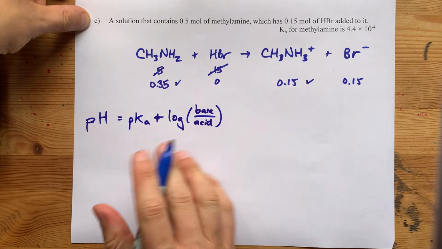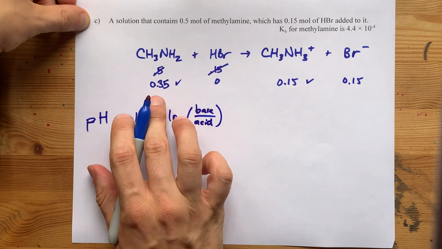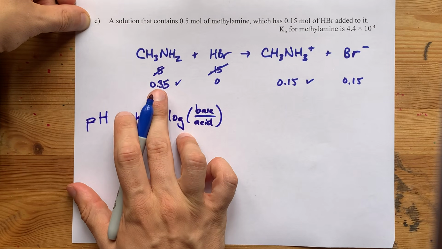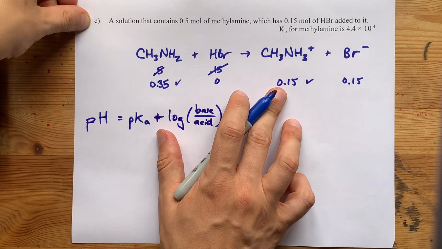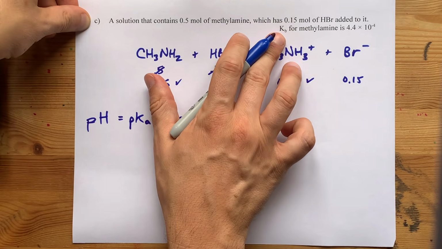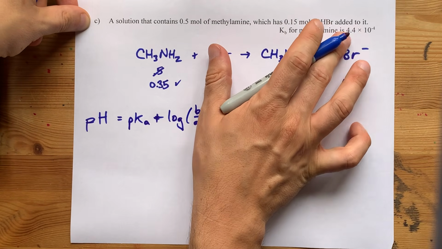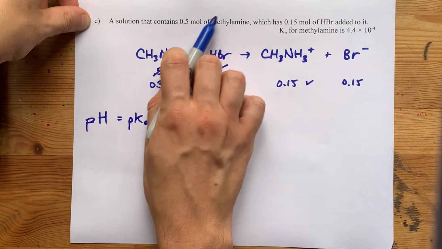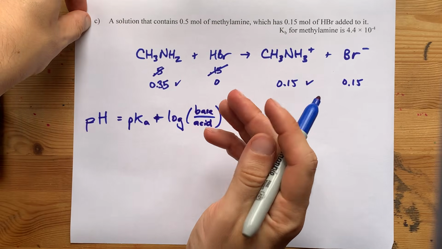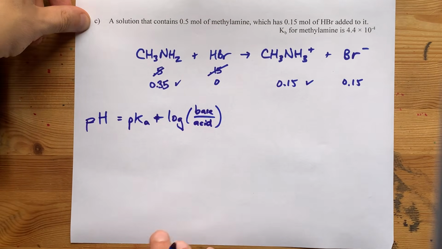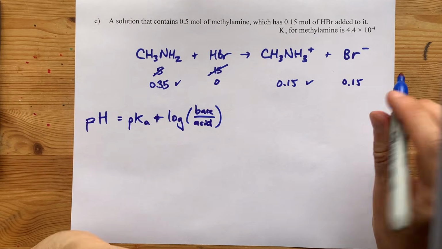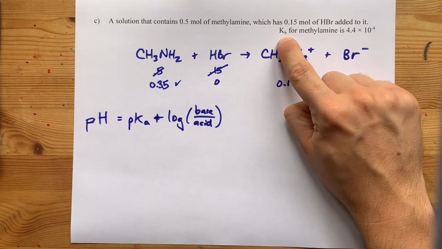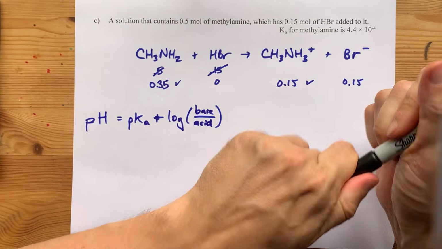Now, I expect this solution to be basic because we have lots of this base remaining, certainly more base than we created of conjugate acid. And this Kb is pretty high relative to some of the other numbers we've seen, which leads me to believe it's not so weak of a base that it can be easily overpowered. Anyways, how am I going to get pKa from Kb? Oh, you already know the answer to that.